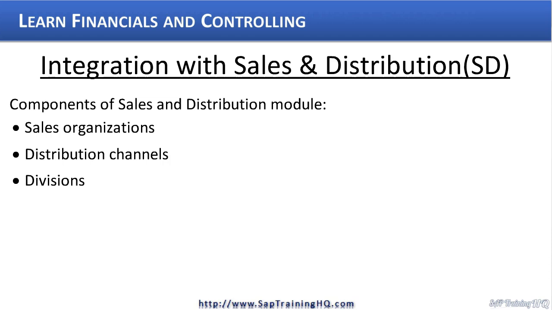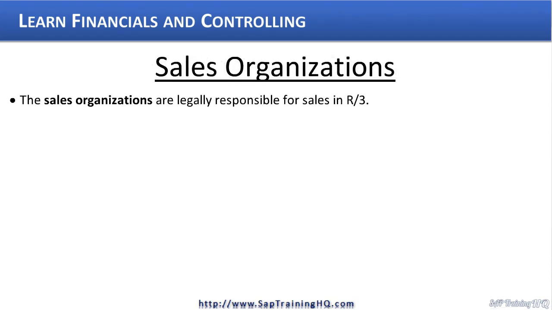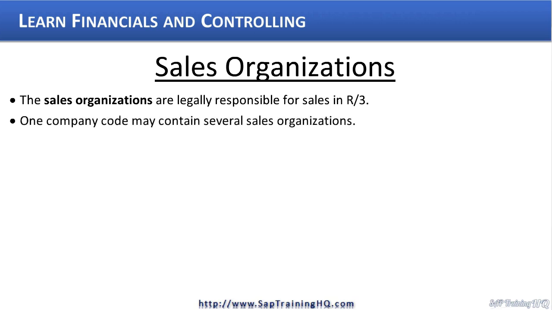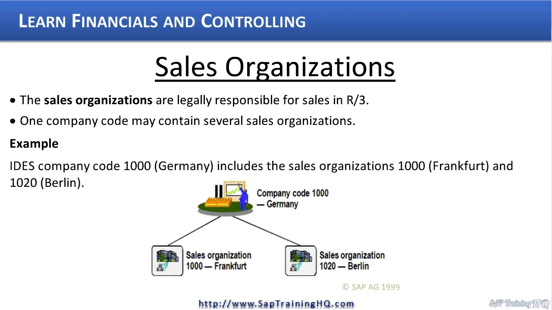Let's first understand what sales organizations are. The sales organizations are legally responsible for sales in R3. One company code may contain several sales organizations. Let's again consider the example of the IDAS company code 1000 for Germany. As shown in the image here, the IDAS company code includes the sales organizations 1000 for Frankfurt and 1020 for Berlin. This means that any accounting relevant transactions in either of these sales organizations are posted in company code 1000.